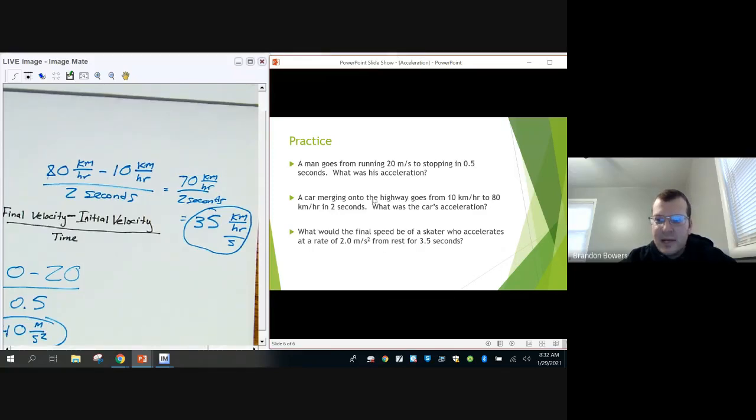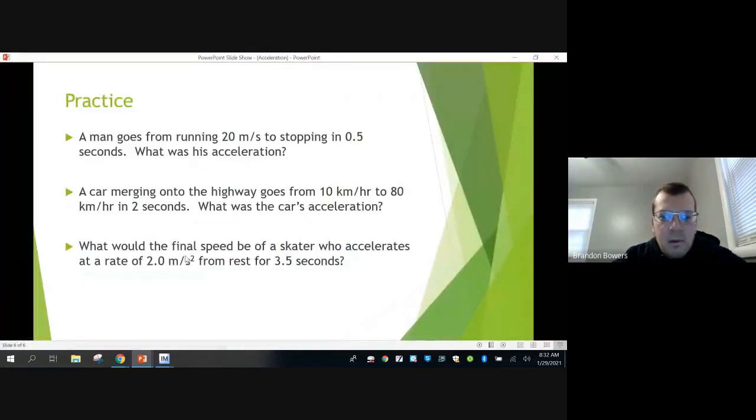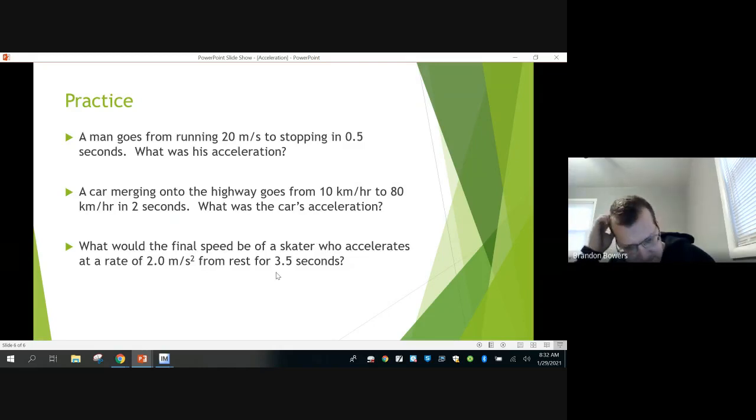All right, one last practice problem. What would the final speed of a skater be who accelerates at a rate of 2 meters per second squared from rest for 3.5 seconds? There's a lot of information here.